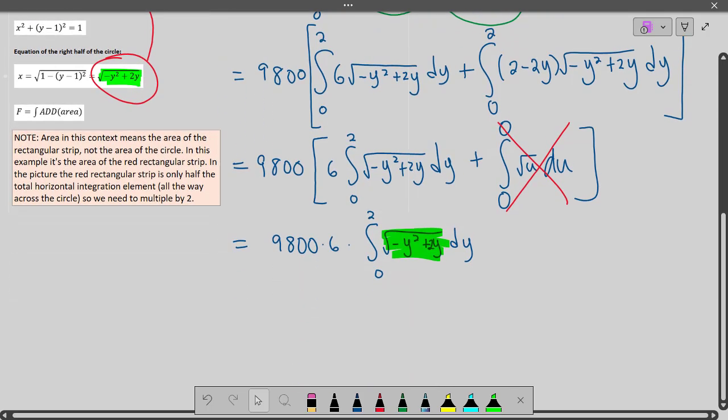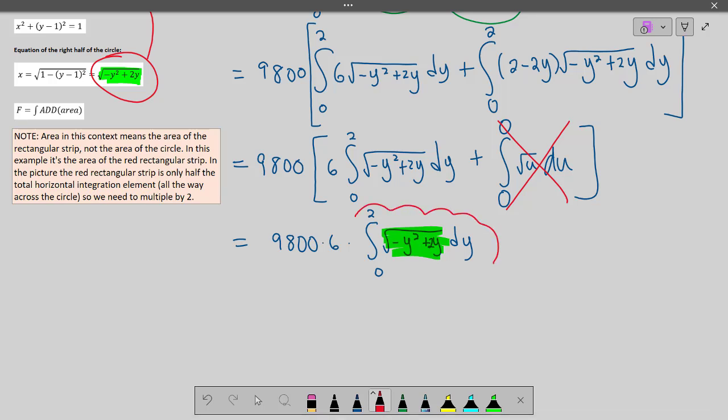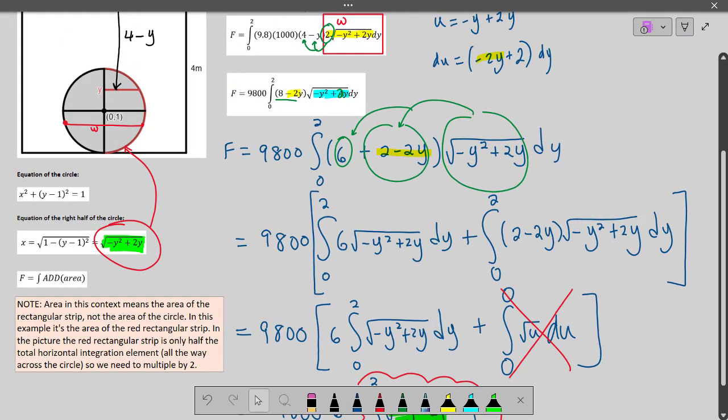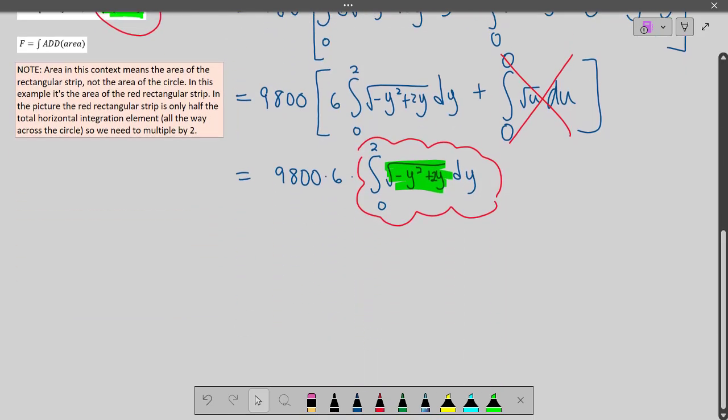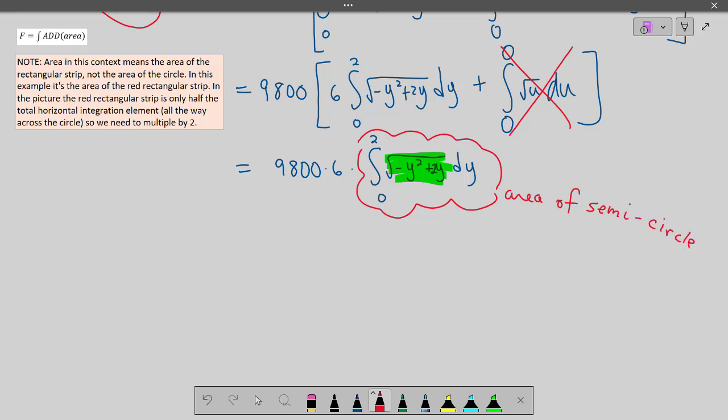So this represents how much of the area of the circle? Half of it. If we were to integrate from 0 all the way up to 2, we are going to get the area of that semicircle to the right. And that's what we're doing. So this is going to be the area of the semicircle.